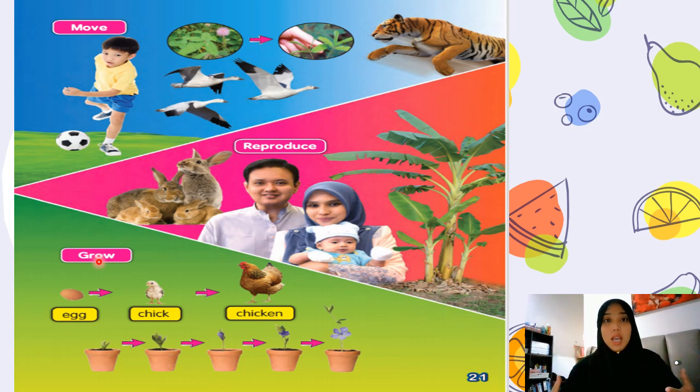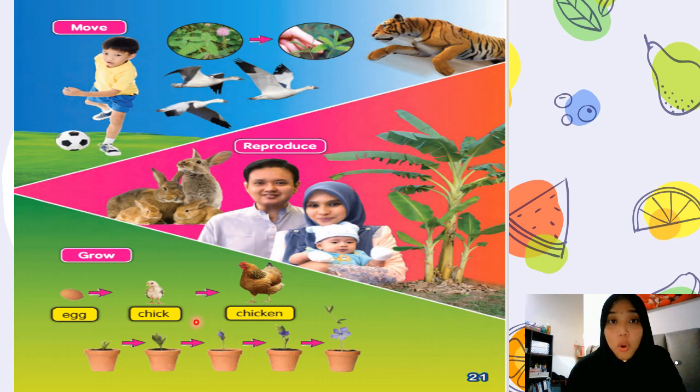Cuba tengok badan awak. Adakah awak membesar? Adakah awak sekecil semasa awak baby dulu? Do you as small as when you are a baby? Now you are bigger, isn't it? So, living things grow. Cuba tengok contoh ini. Contoh ayam. Mula-mula dia telur. Okay, apabila telur menetas, dia menjadi anak ayam. Lepas tu anak ayam itu membesar menjadi seekor ayam dewasa. Okay, first the chicken lay egg. When the egg hatch, it will grow into a chick.